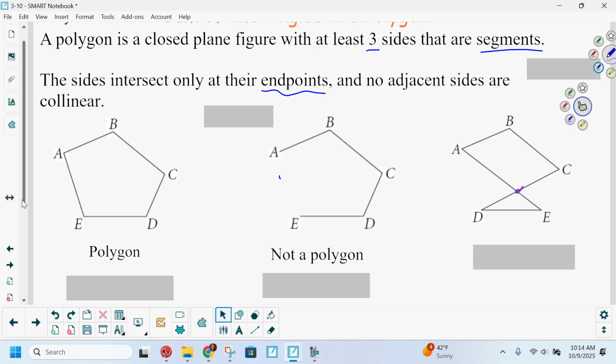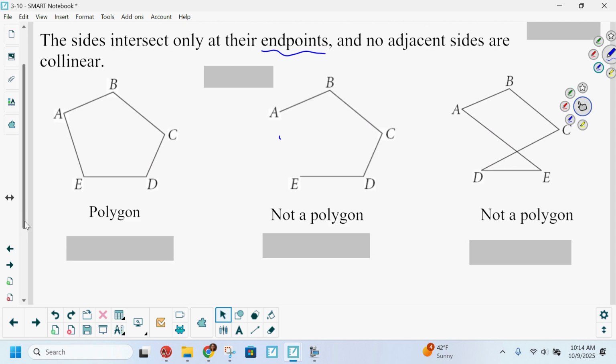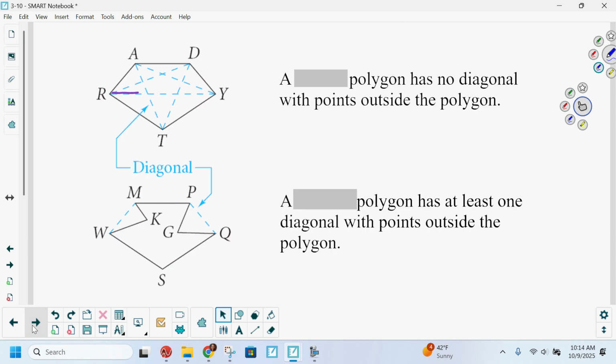And the last one is not a polygon because, as you can see here, these two segments are crossing and they can only intersect at their endpoints. So that is not a polygon. We're going to focus our conversations on convex polygons, which means it has no diagonals with points that are outside the polygon. So if I look here, these diagonals are all going to be inside. And you can also see that all these angles pop outwards.